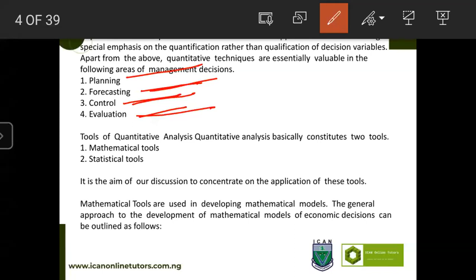So it is the aim of our discussion to concentrate on the application of these two tools, because throughout the course of our lecture, we shall be discussing the mathematical tools and the statistical tools. We are using the two models, but I would like to start from the first one, which we call statistical tools, before we move to mathematical tools. Both tools are very simple, but let's start with statistics. Most of us, when you hear statistics, usually run. This is business statistics and not science statistics. We have management statistics, business statistics, and we have mathematical statistics. The ones that other sciences do are what we call science statistics. That's why you'll be hearing statistics in chemistry, statistics in physics.